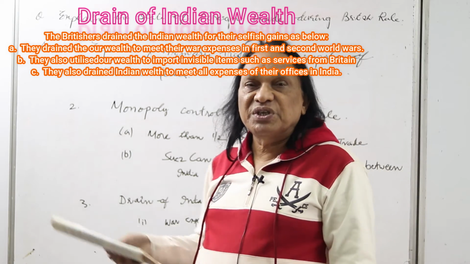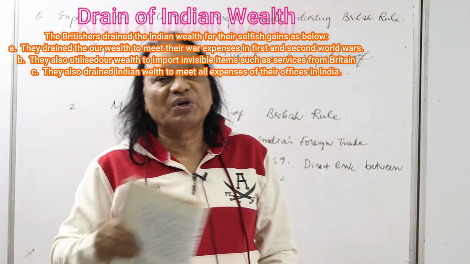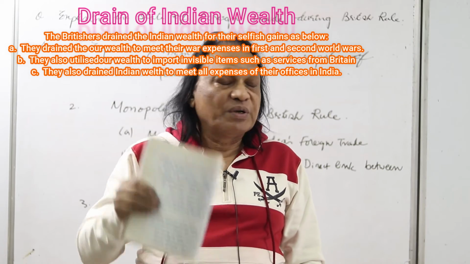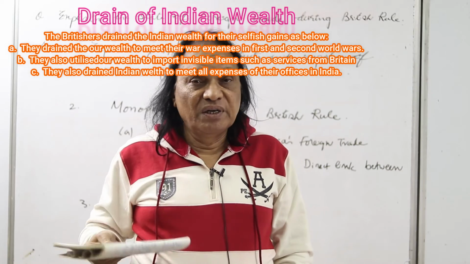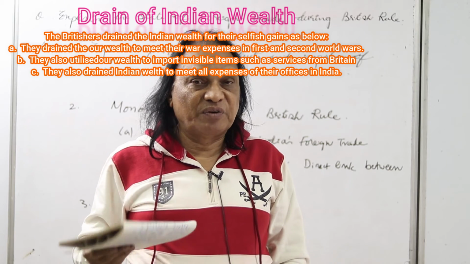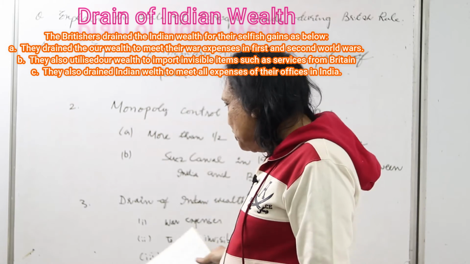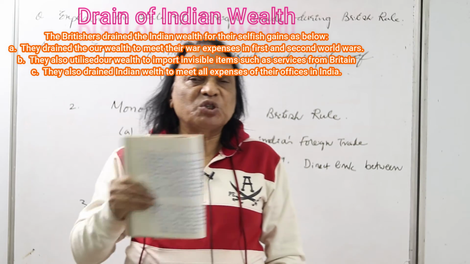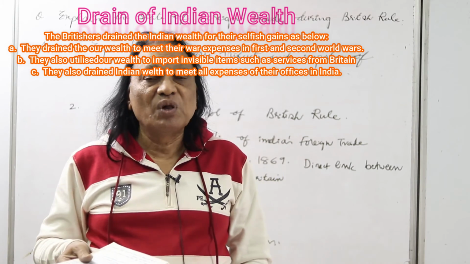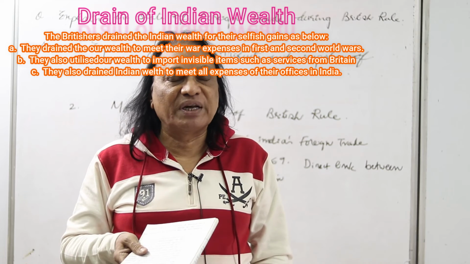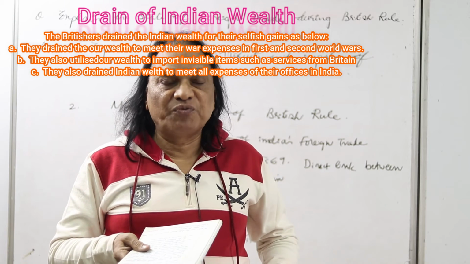Invisible items mean services. So Britishers used to import a lot of services from many parts of the world, or even though their people used to come to India, so to work in India. So they used to pay salaries from our wealth. And the last point you have, office expenses. Britishers established so many offices all over India. So unfortunately, we have to pay for those expenses. That is the drain of India's wealth.